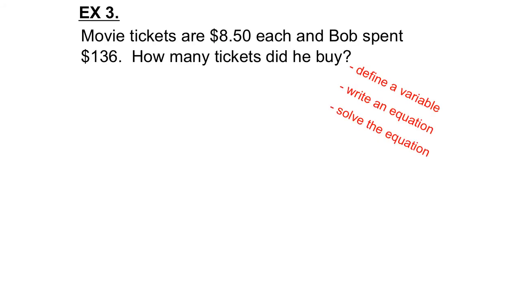So now here's an example of a word problem. And in this word problem, we're going to find that we can solve it using an equation. Movie tickets are $8.50 each, and Bob spent $136. How many tickets did he buy?